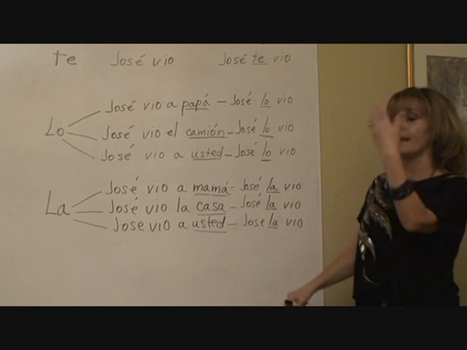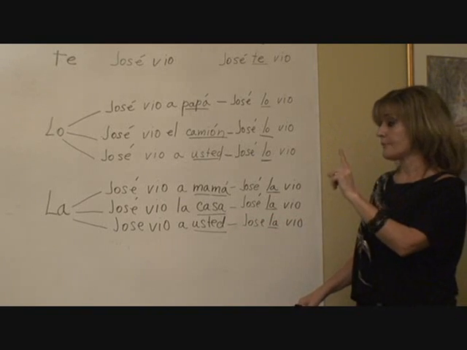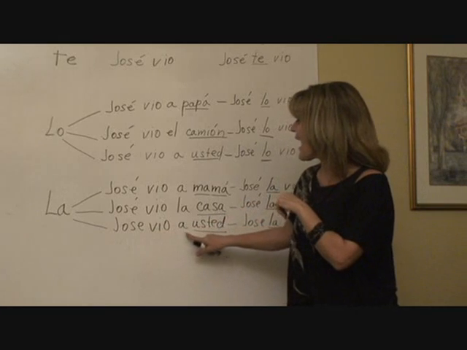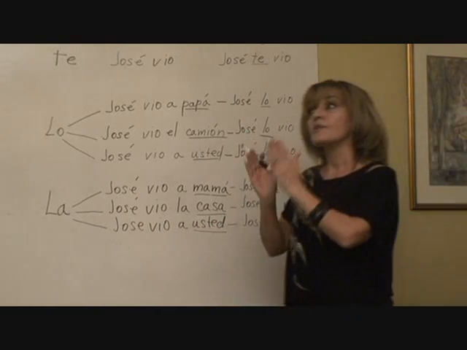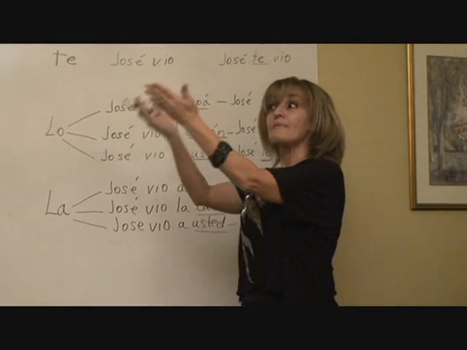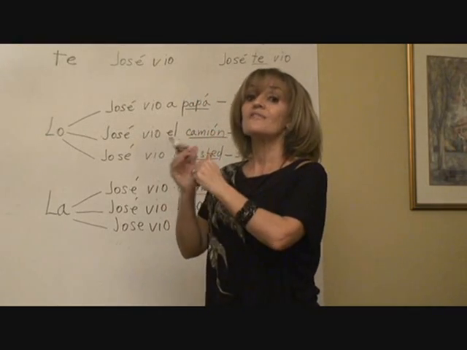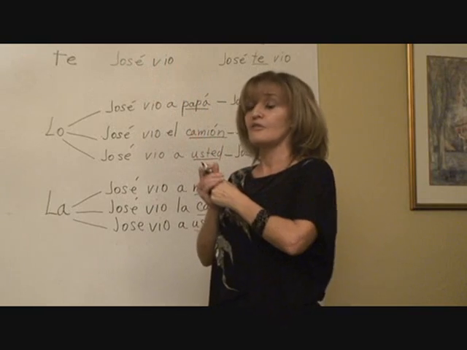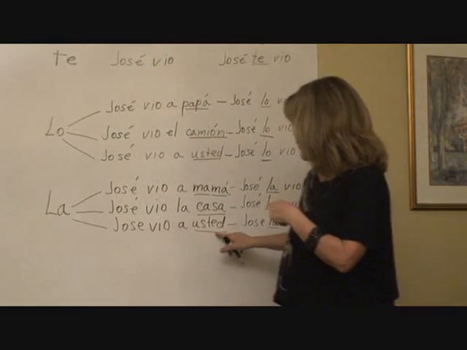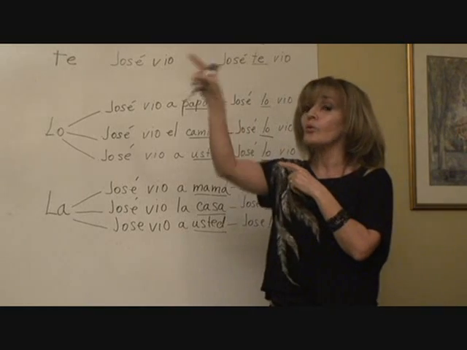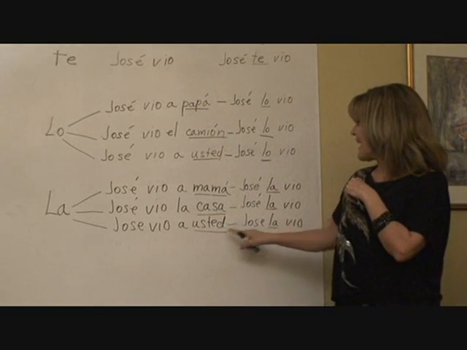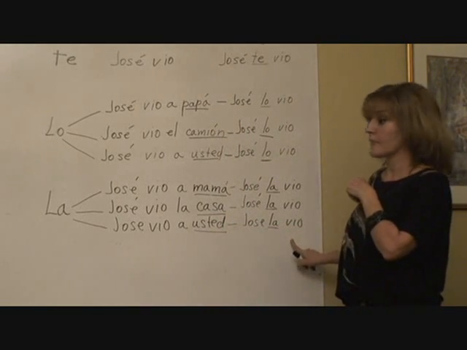Now for usted. Remember, feminine. José vio a usted. I'm talking to Mrs. Smith this time. Señora Smith, José la vio en la tienda. José saw you in the store. José vio a quién? He saw whom? He saw you, usted. José la vio.